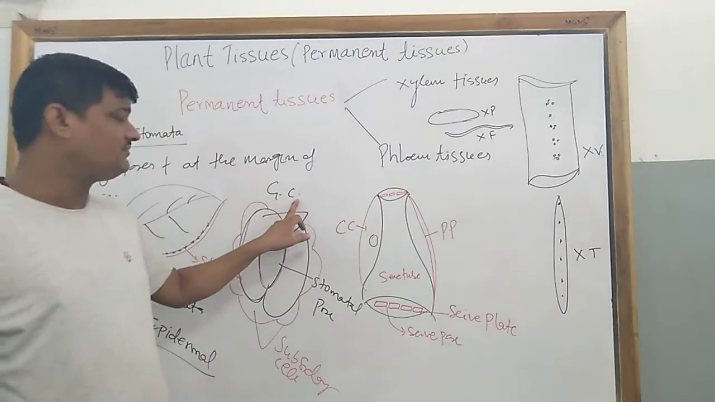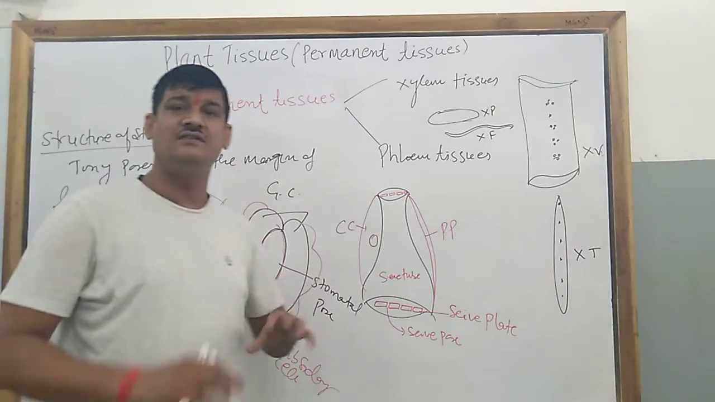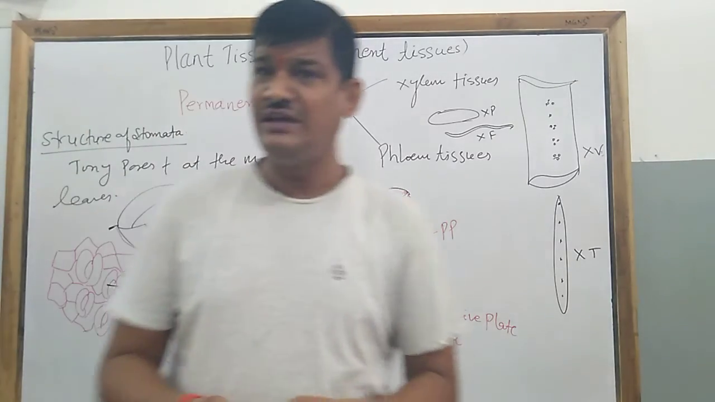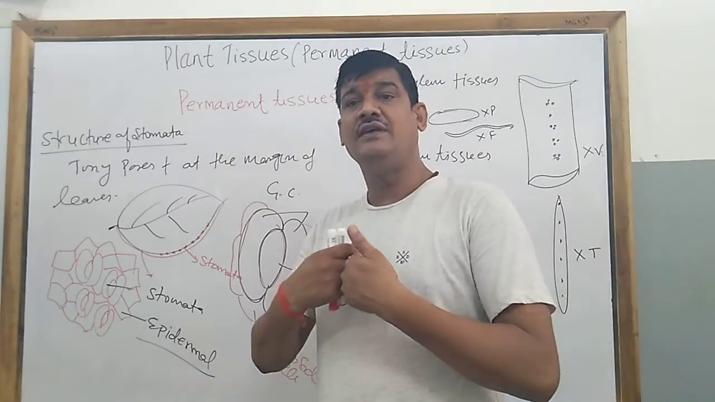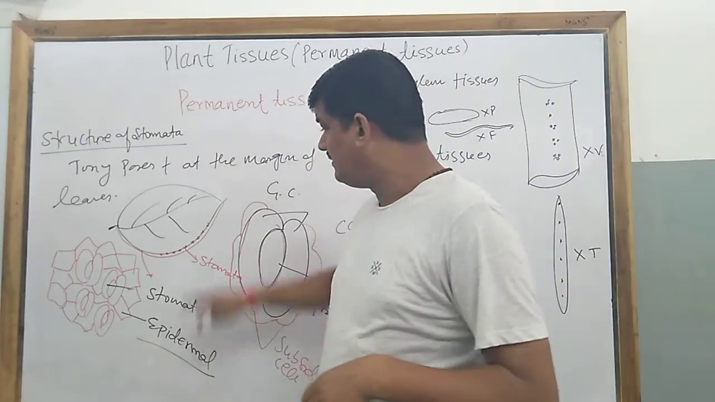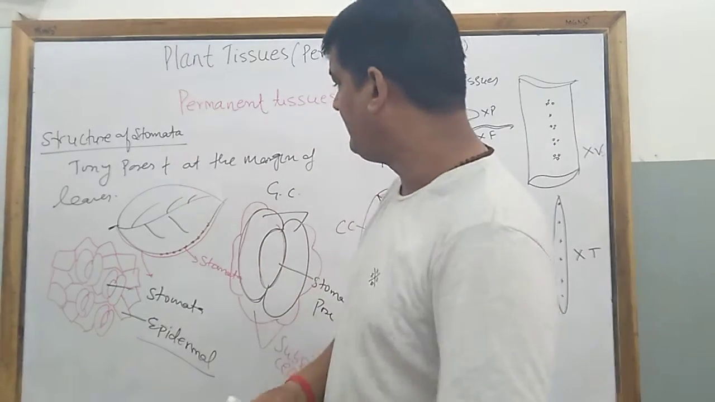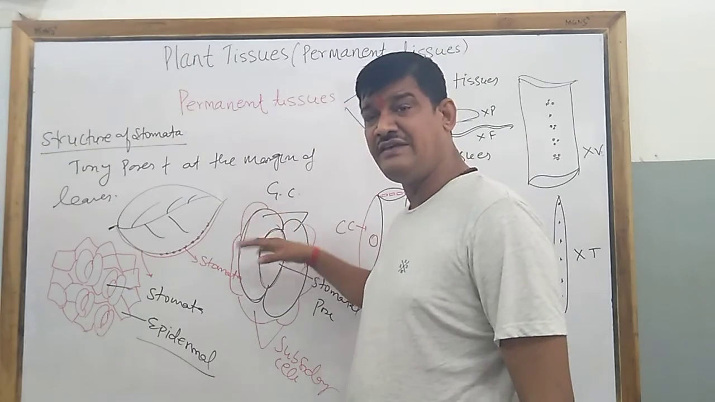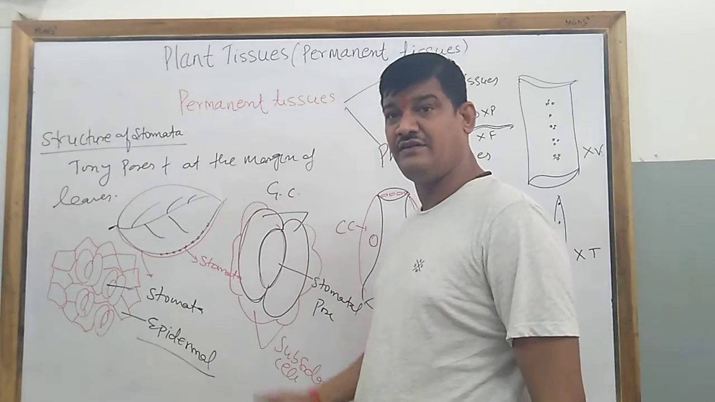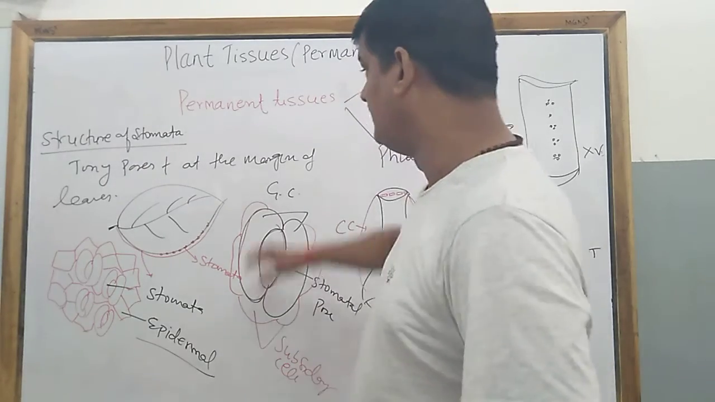So what is the function of this stomata? The function of stomata is it helps out the transpiration, it helps out in the gaseous exchange. It means it allows the oxygen and it departs the CO2 or vice versa as per the need of the plant. So the function of stomata is exchange of gases and evaporation, that is called the transpiration process.